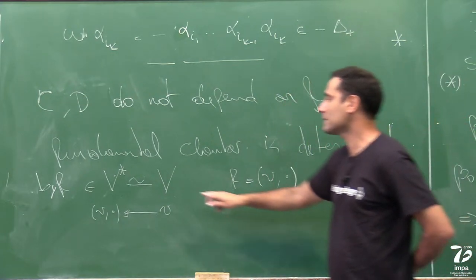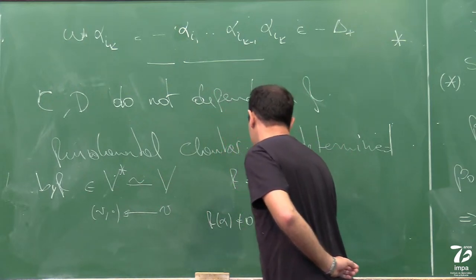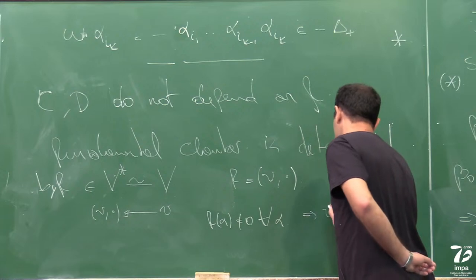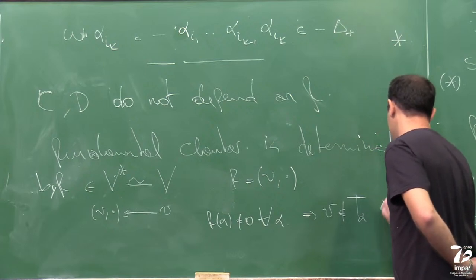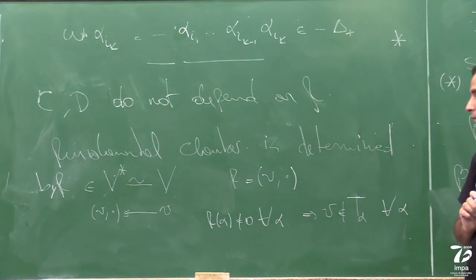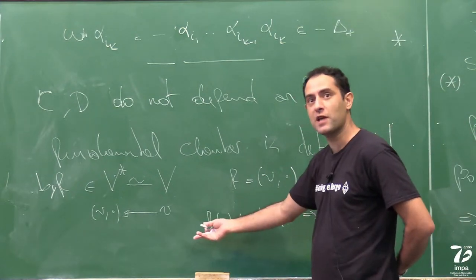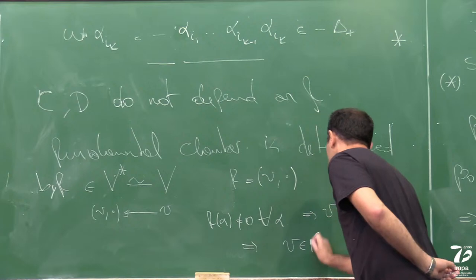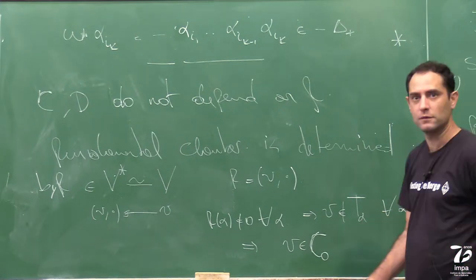Moreover, the fact that F of alpha is non-zero for every alpha tells me that V is not in T alpha for any alpha. Moreover, the fact that once we've chosen F, it gave us a fundamental chamber, tells us that V is in that fundamental chamber. So once you choose F, you get a vector v that is in the fundamental chamber determined by f.